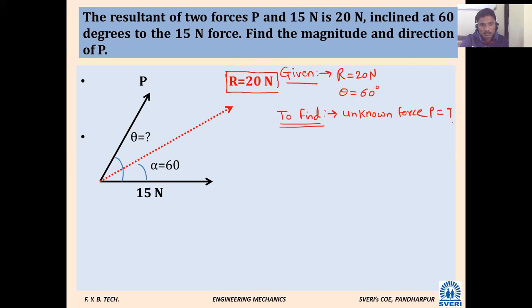Then can you tell me how many forces are there in this system? 2 forces: one is 15 Newton and another one is force P. Very good. This should be your answer. In this force system, only 2 forces are there. So you should not consider the third one again. The third force is a combination of these 2 forces. It is a resultant, though it is shown in this system.